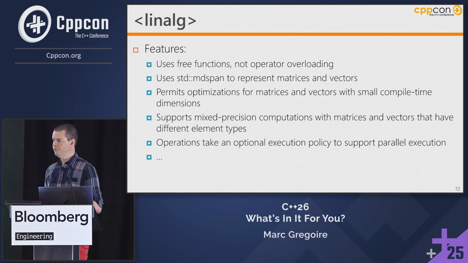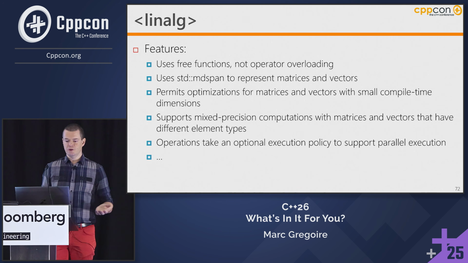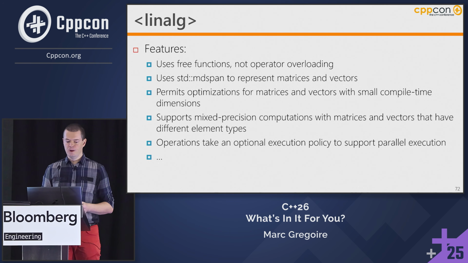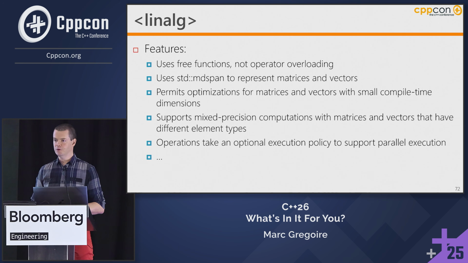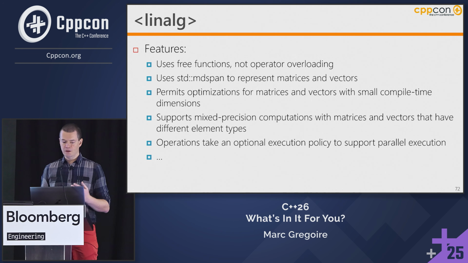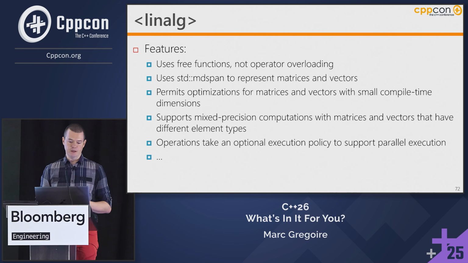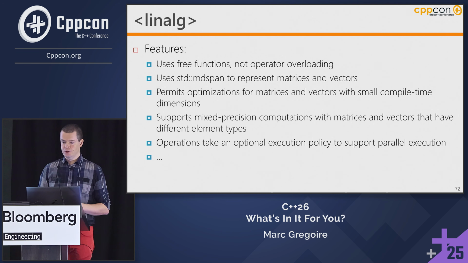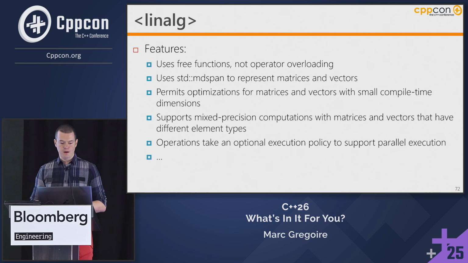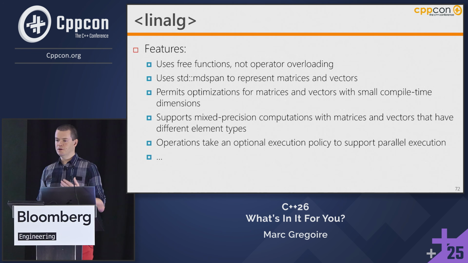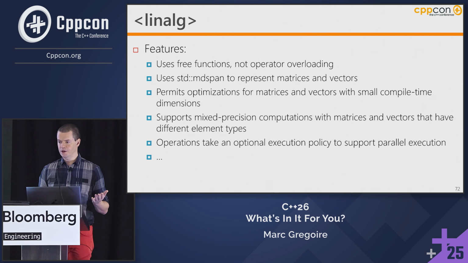But let's first look at what the features of this new library are. So it uses free functions. It doesn't use operator overloading. To represent matrices and vectors, it uses std::mdspan, which was introduced in C++23. It allows implementations to optimize for matrices and vectors with small compile time dimensions. An implementation must support mixed precision computations with matrices and vectors that have different element types. And finally, it must be possible to provide an execution policy to every function to allow the implementation to vectorize it or parallelize it.